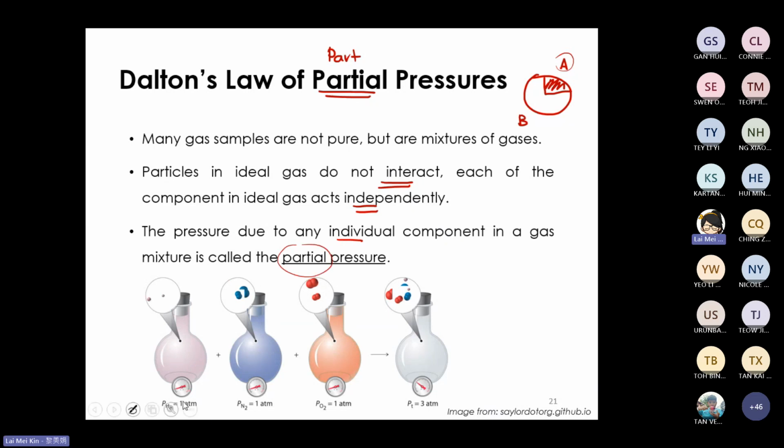For example, I have helium, nitrogen, and oxygen. I mix them in one container. Number one, they don't react. Number two, they give their own pressure. When helium is 1 atm, nitrogen is 1 atm, oxygen is 1 atm, since they give their own pressure, when I mix them in a container, the total pressure will be 1 plus 1 plus 1, so I will get 3 atm. This is Dalton's law of partial pressure. Each gas gives its own pressure, so if I want the total pressure, I just add up the pressure from all the gases.